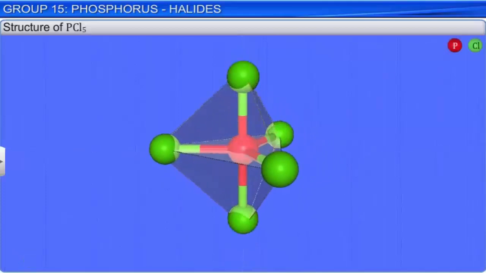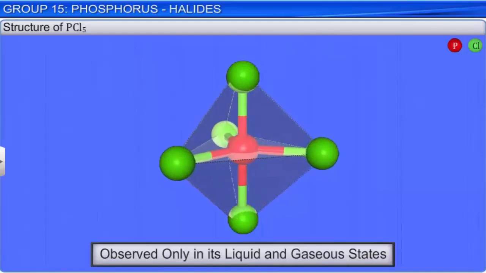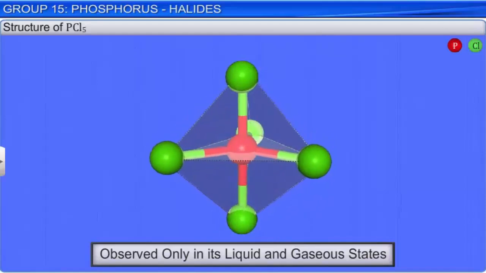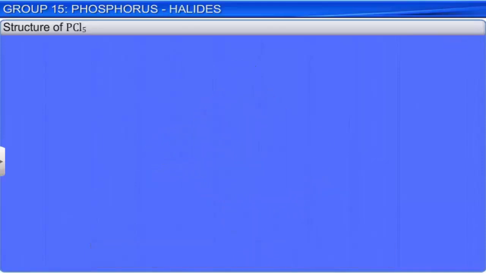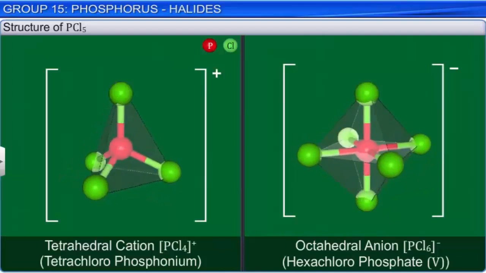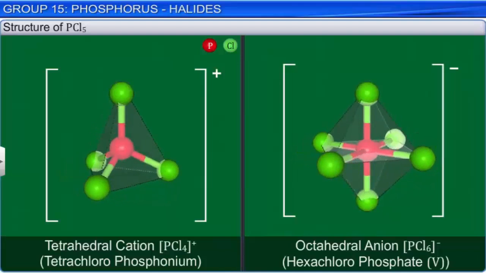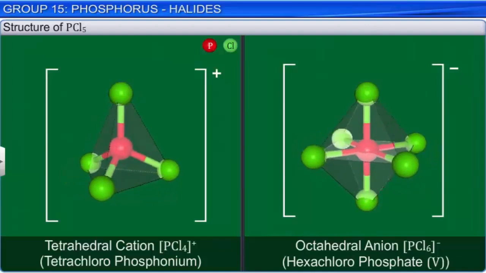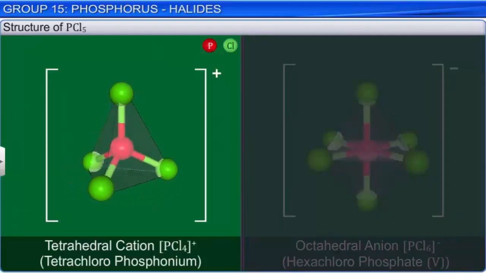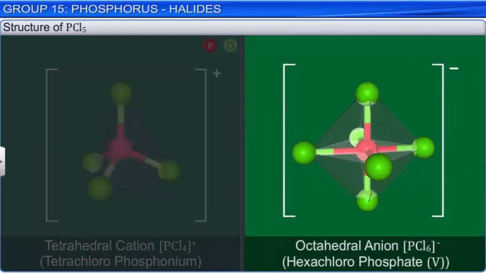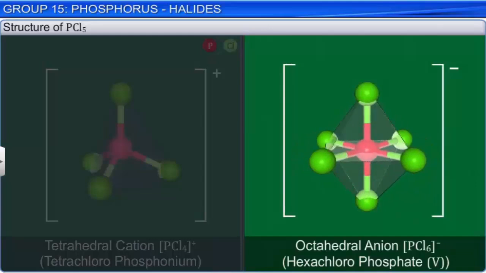Trigonal bipyramidal geometry is observed only in its liquid and gaseous states. However, in the solid state, it exists as a salt, that is, as an ionic solid in which the cation tetrachlorophosphonium is tetrahedral, while the anion hexachlorophosphate(V) is octahedral, as shown here.